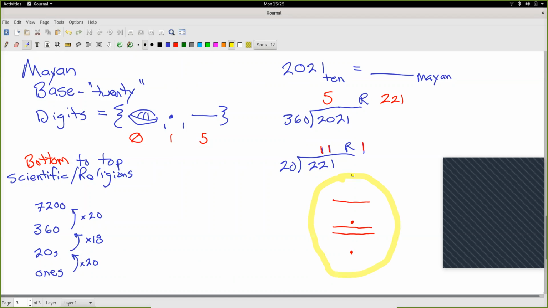All right, I'll show the other method in just a second. Are there any questions on this? So I find the biggest place value I need, I divide quotient and remainder, and then I move down, dividing the remainders by the next place value to figure out how many I need.